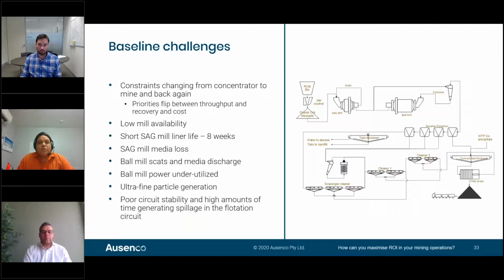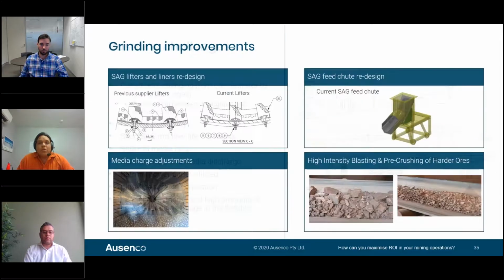When we took over the operations, we've been facing challenges related to constraints changing from the concentrator to the mine and back again, low mill availability, SAG mill liner life, which at the start was about 8 weeks, and which is quite short and incurred in a higher OPEX and multiple reline shutdowns, and other challenges related to mill power utilization, ultrafine particle generation, and poor circuit stability with high amounts of spillage in the flotation circuit. Despite all these challenges, we were committed to achieving the budget and maximizing the value for Capricorn Copper.